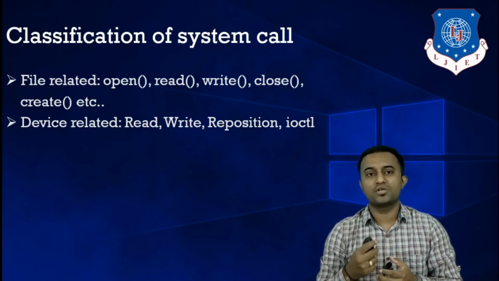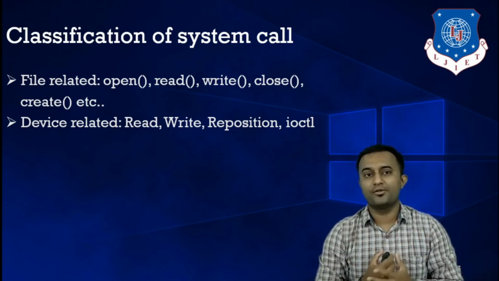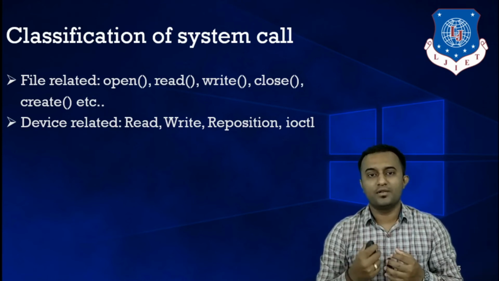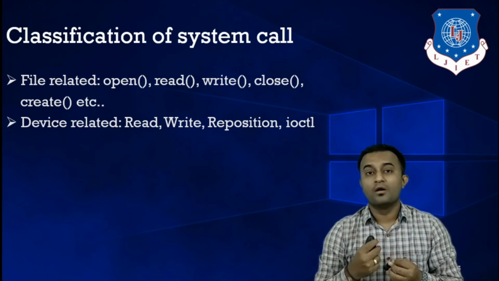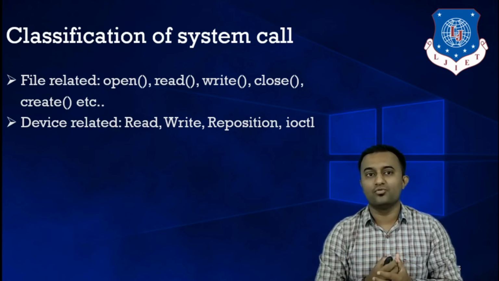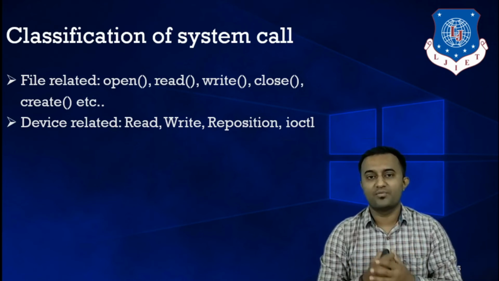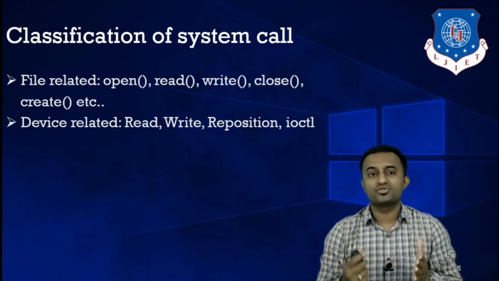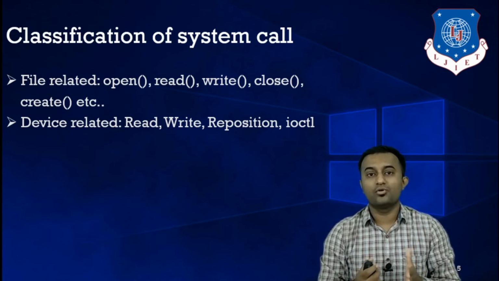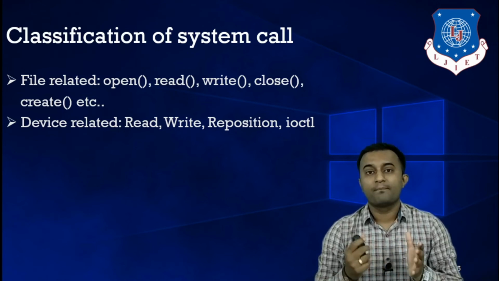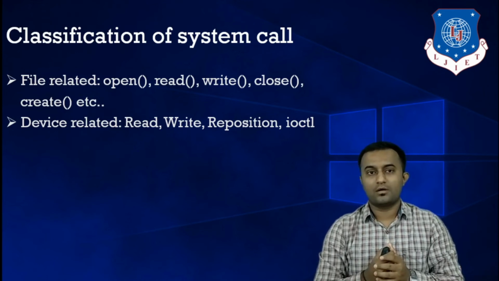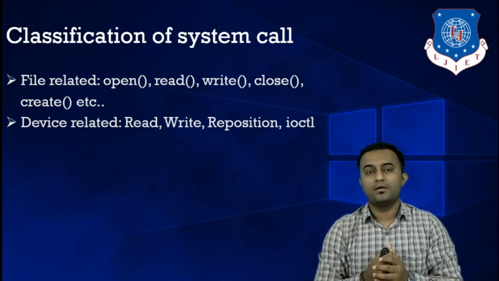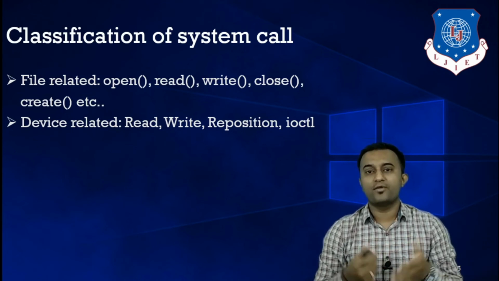So if the user wants to read from the hardware device, if the user wants to write something to hardware devices, or wants to change the position of a particular value, in that case reposition would be used. If the user wants to control, for example, the input output controller, then that system call will help to control the IO devices.